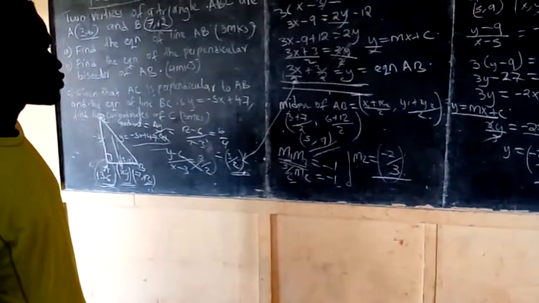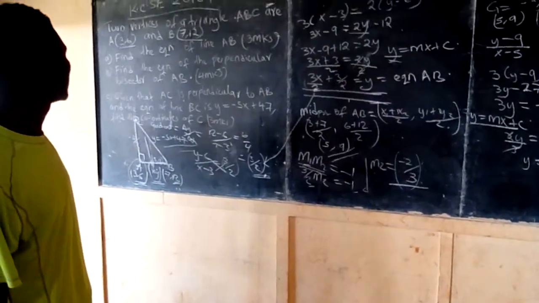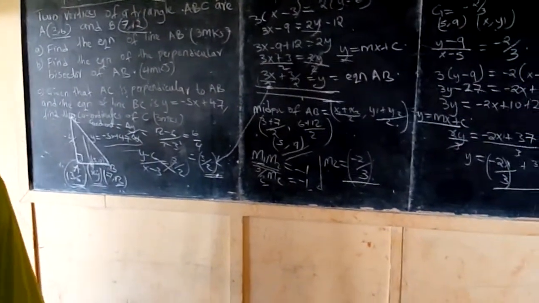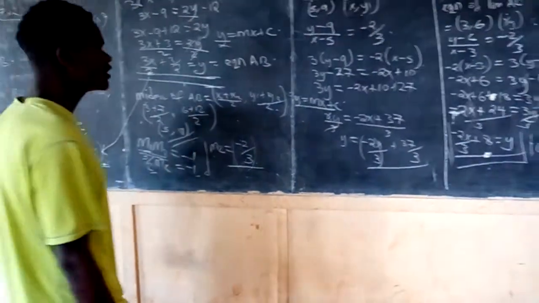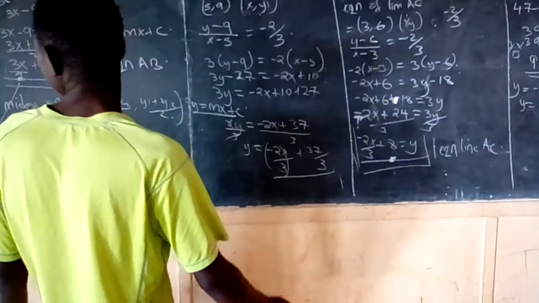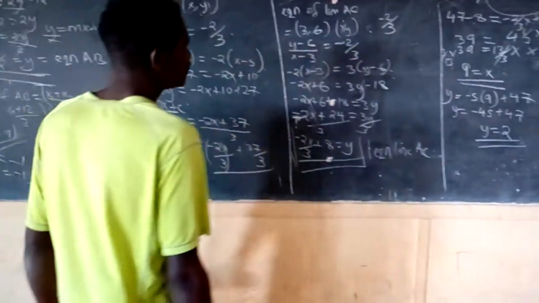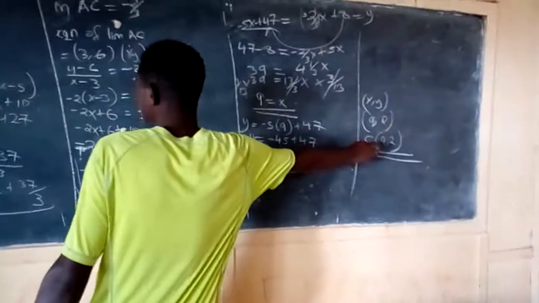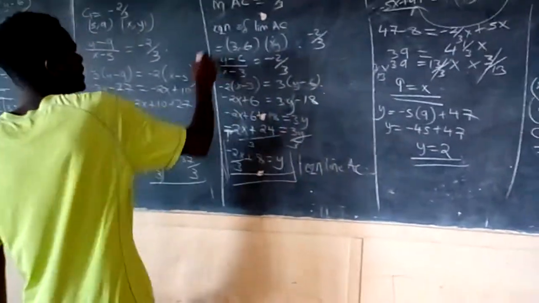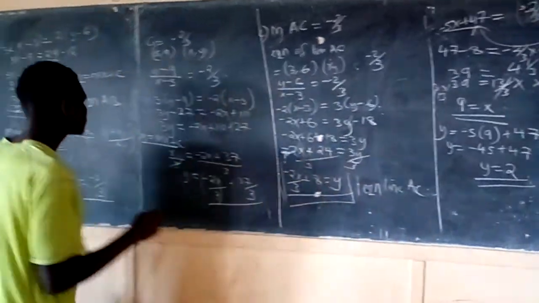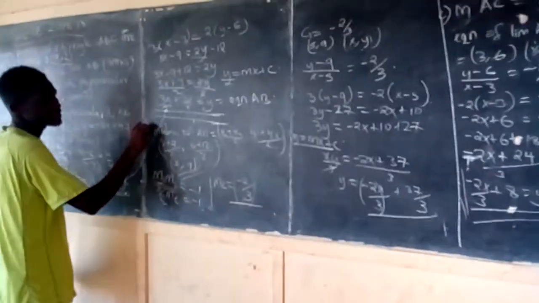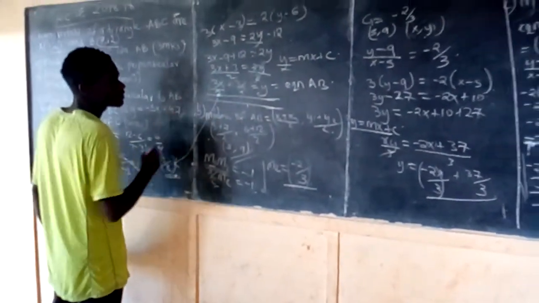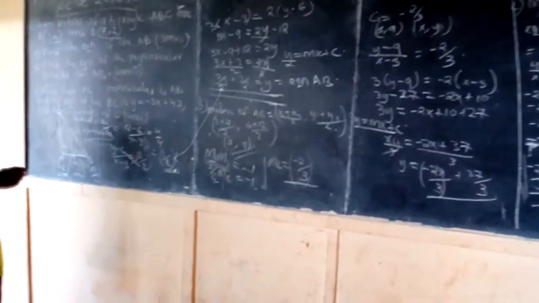Then part B was to find the equation of the bisector of AB, which we found at this point. Then part C was to find the coordinate of C. Meaning part C starts at this, part B starts at this, then part A was starting at this point.